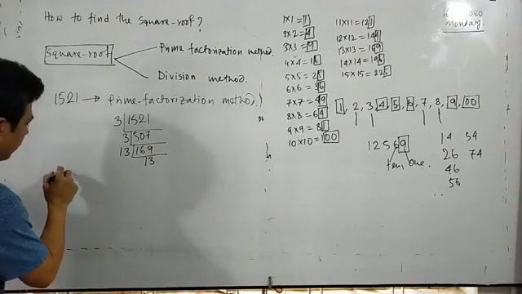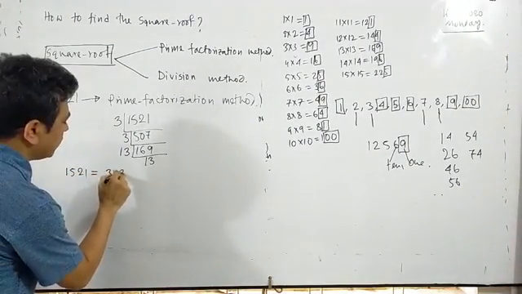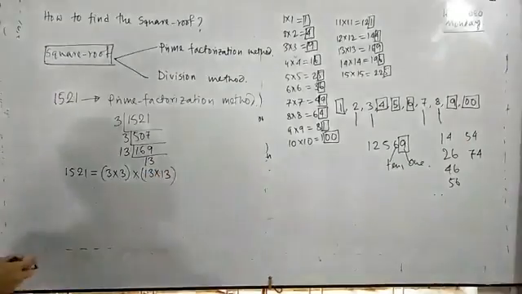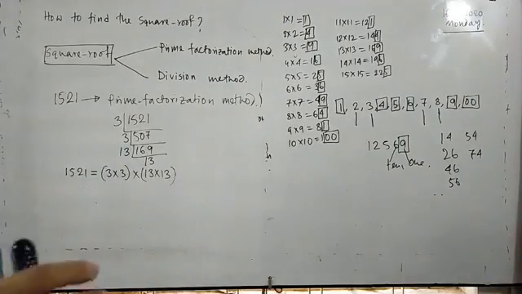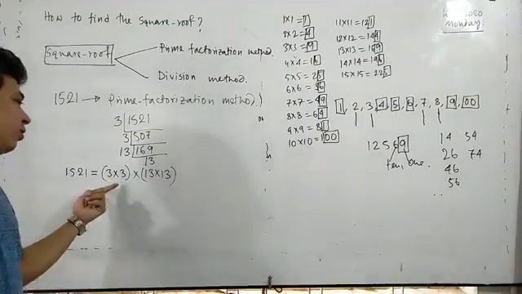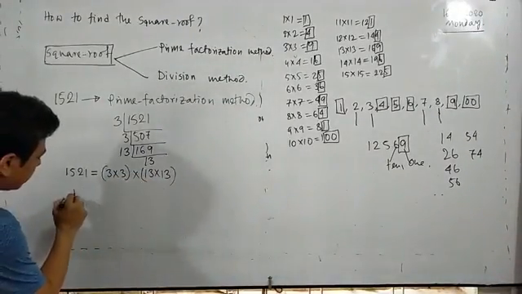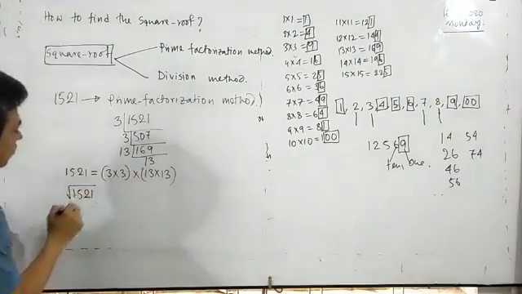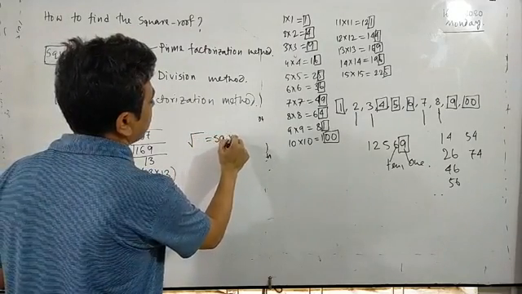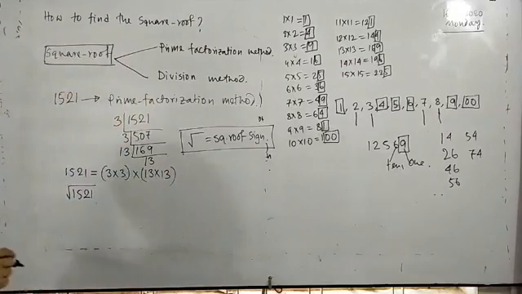So look at that. We can write 1521 equals 3 into 3 into 13 into 13. We express this number as a prime factorization. All the numbers we found are prime numbers. If we write it this way, this sign is called the square root sign.